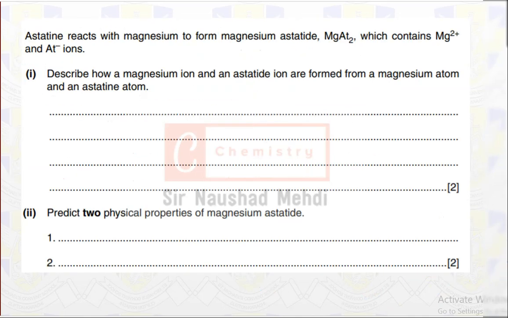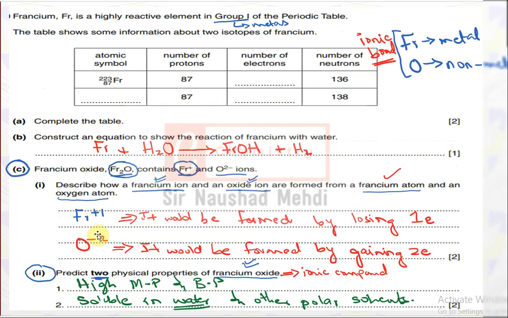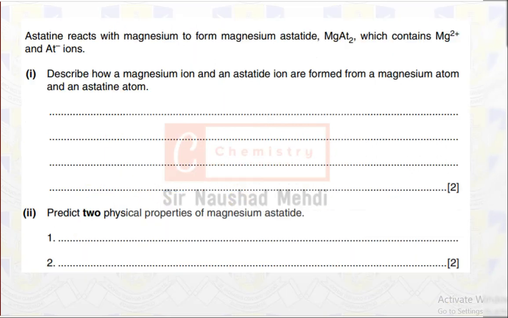Okay, now moving on to the next question. This question is similar to the one we did previously for francium oxide, where we were asked to describe how the francium ion and the oxide ion are formed. Here it is the magnesium 2+ ion and the astatine 1- ion. So describe how the magnesium ion would be formed.